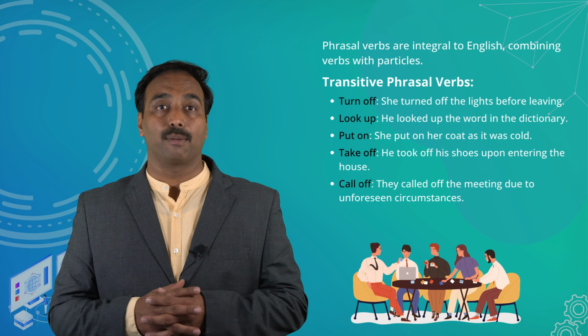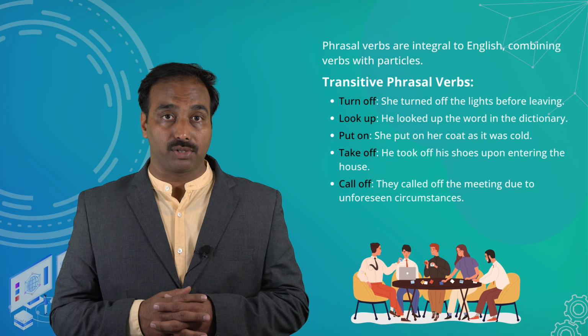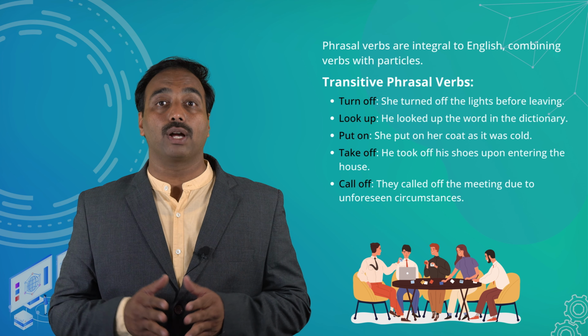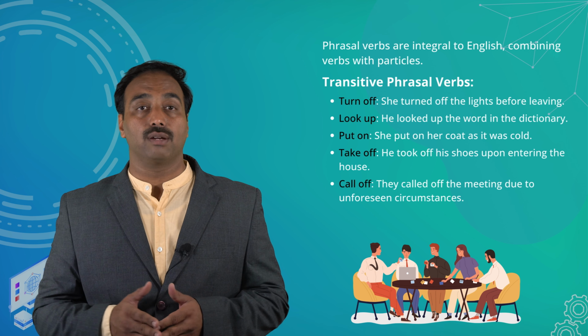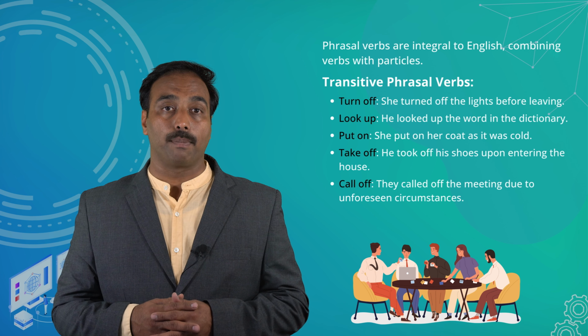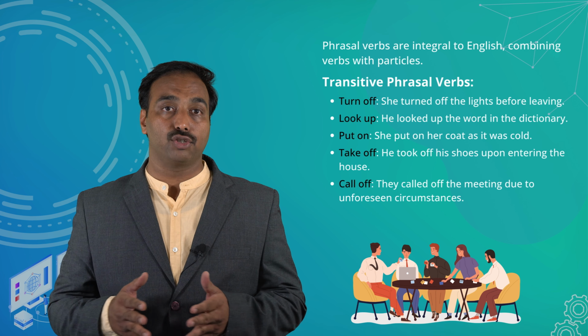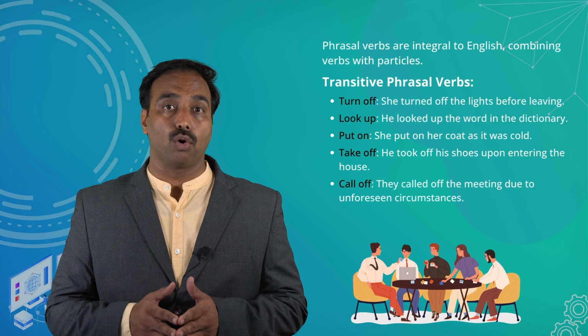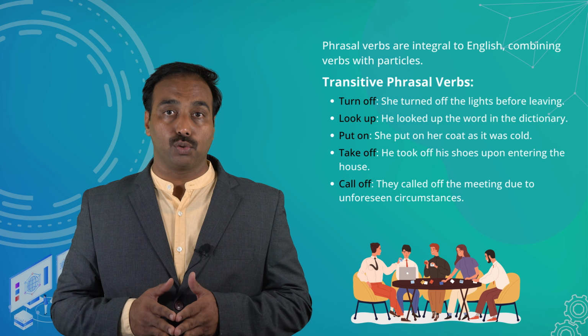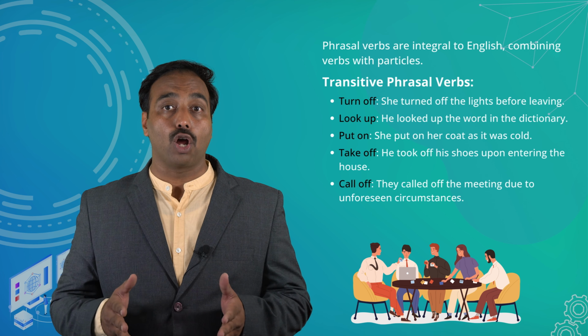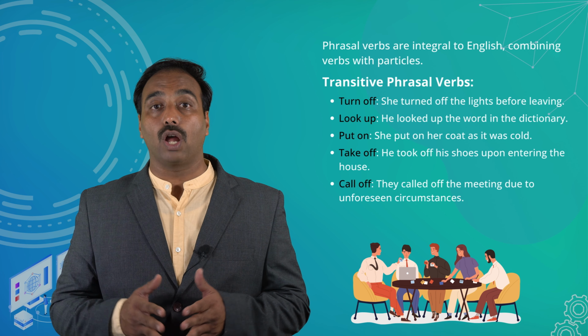to illustrate their application. Transitive phrasal verbs. These require a direct object to complete their meaning. For example, turn off. She turned off the lights before leaving. Look up. He looked up the word in the dictionary. Put on. She put on her coat as it was cold. Take off. He took off his shoes upon entering the house. Call off. They called off the meeting due to unforeseen circumstances.